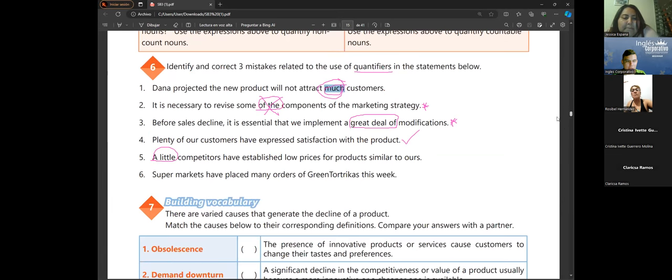Yeah, because, y están preguntando, ¿por qué few, no little? Porque little es para incontables y few es para contables. Okay. Supermarkets have placed many orders of green tortricas this week. Did you find a mistake? Is there any mistake in the sentence? Many is okay.